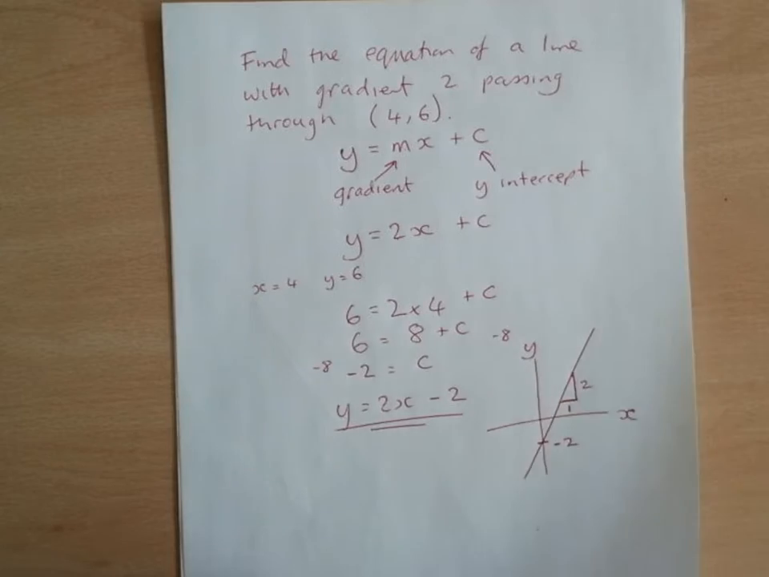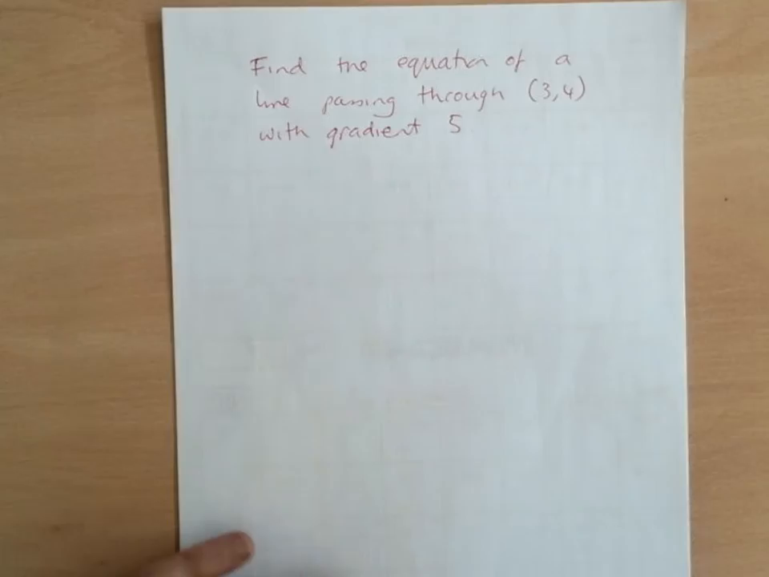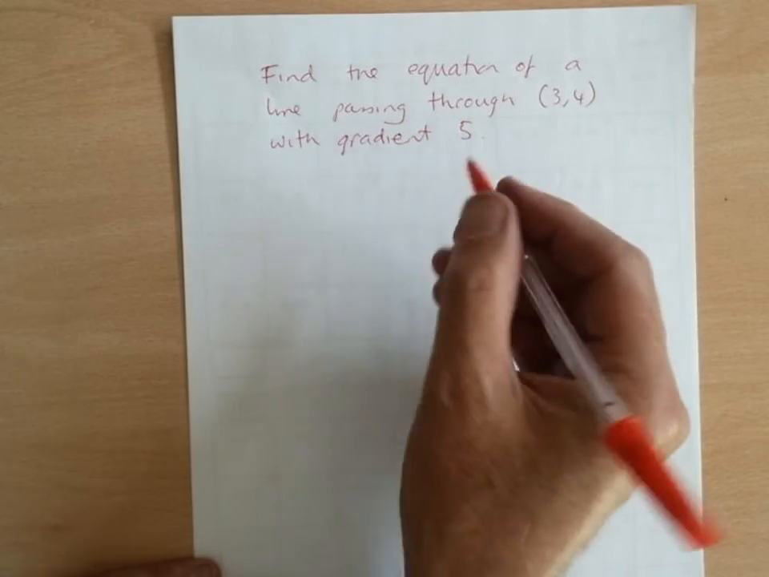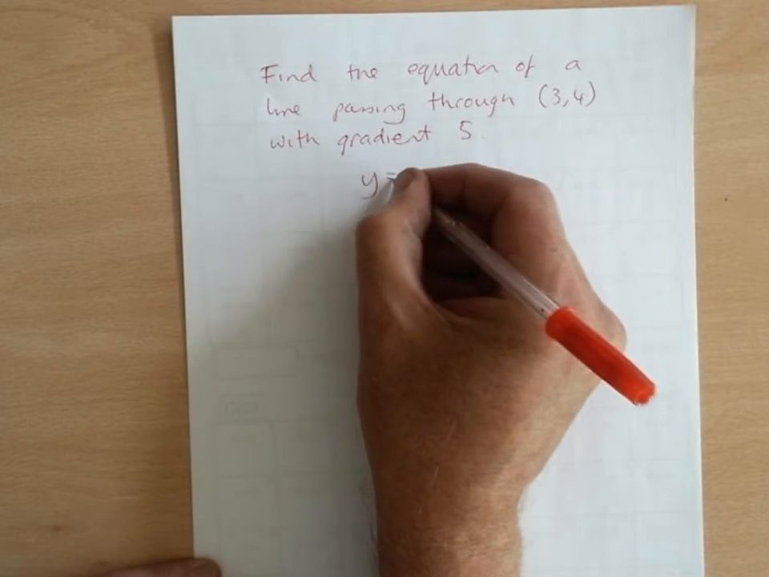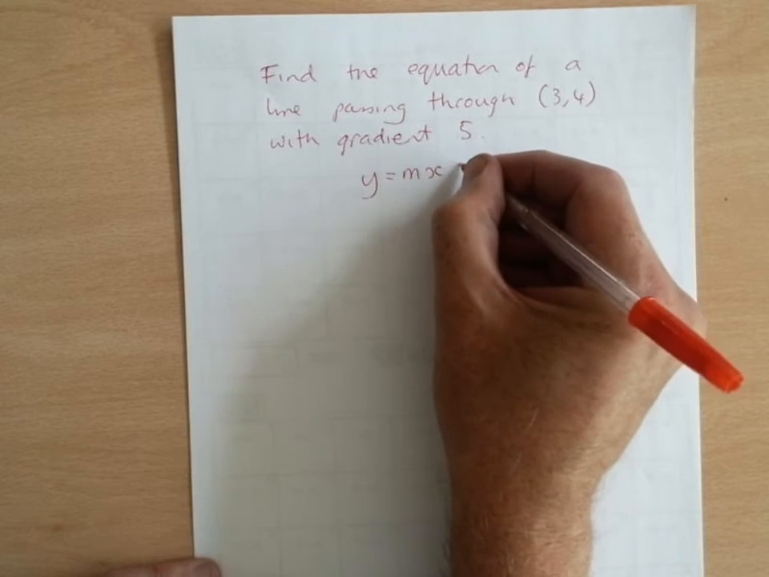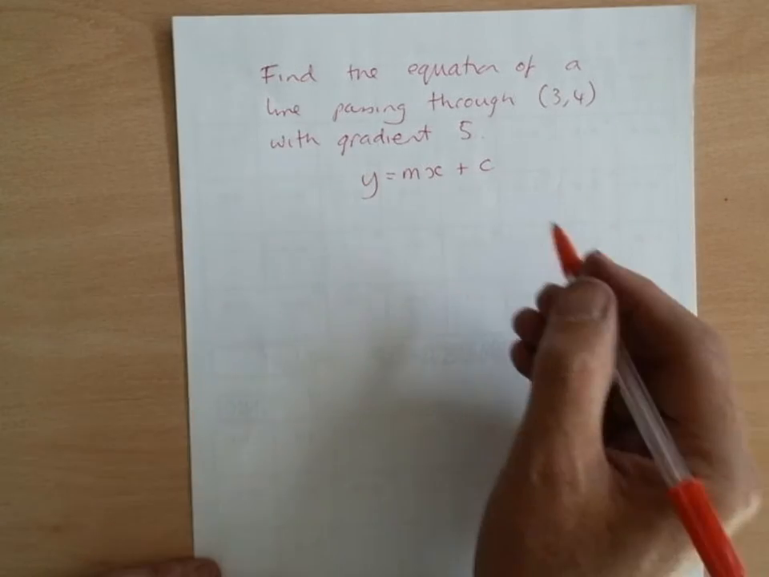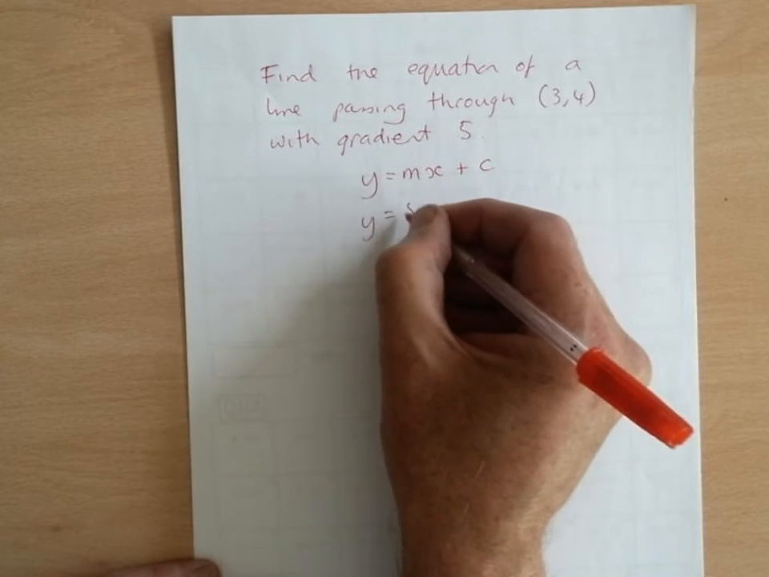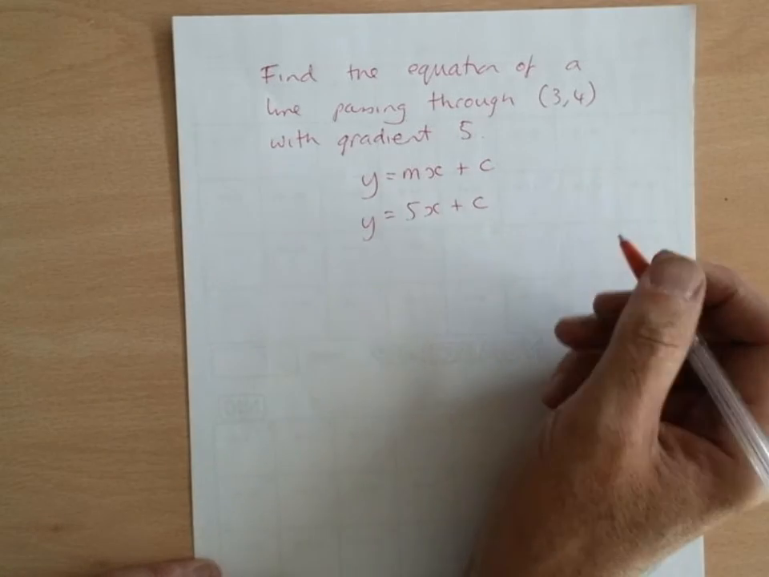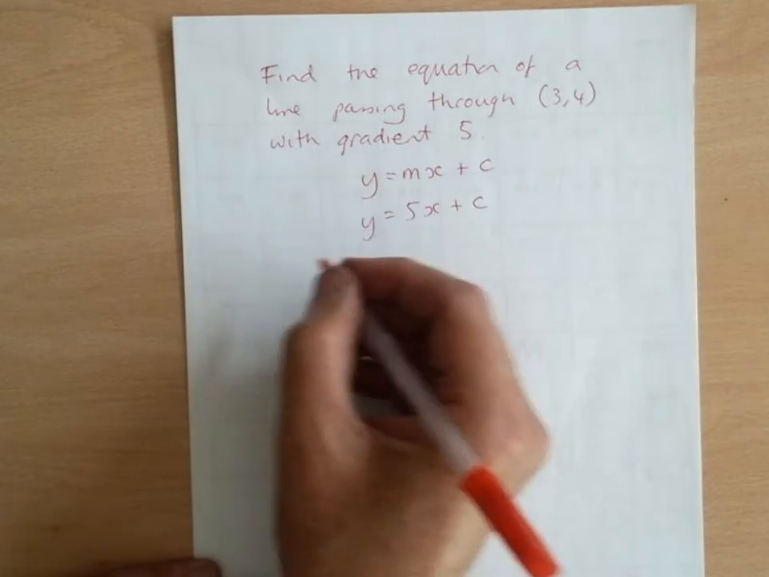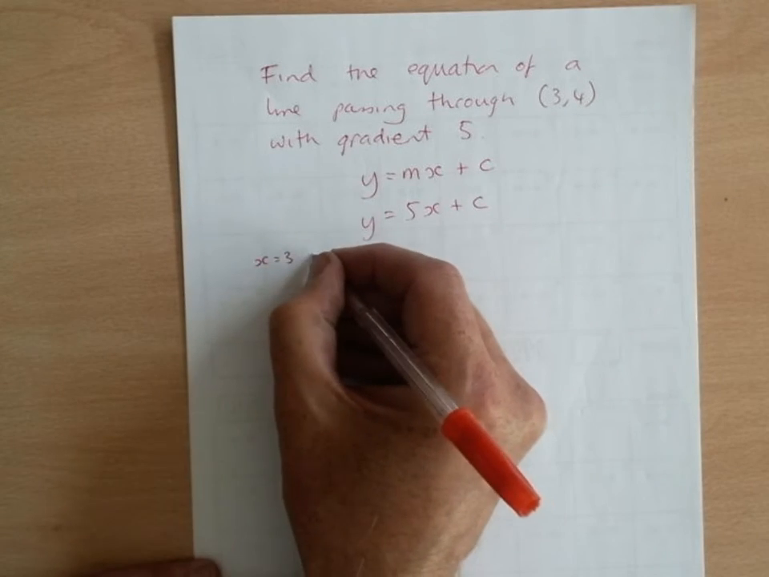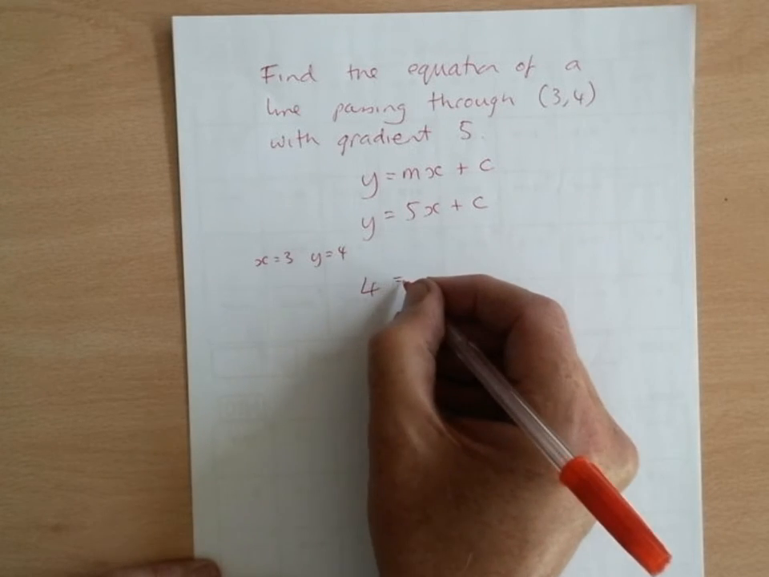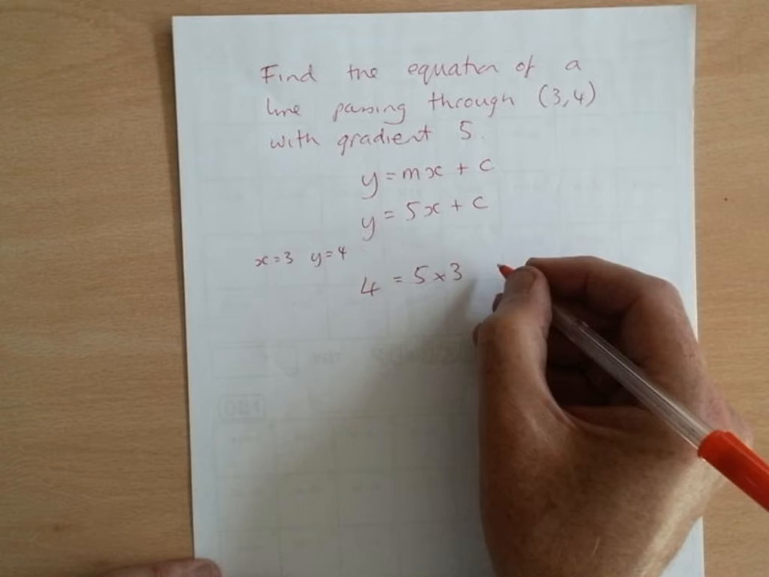Here's another example. Once again, it's a straight line, so we write down y equals mx plus c. The m is the gradient, which corresponds to 5. So we write y equals 5x plus c. We know it passes through the point (3, 4), so x is equal to 3 and y is equal to 4. Substituting in, 4 is equal to 5 times 3 plus c.